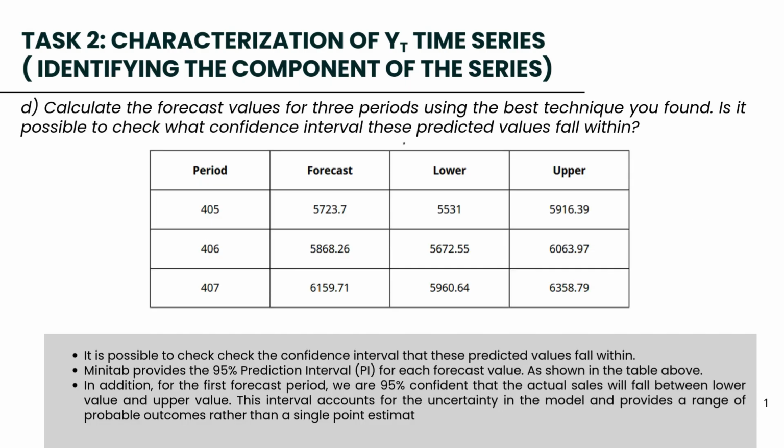So this is the forecast value of Winter's method for periods 45, 46, and 47. It is possible to check the confidence interval of the predicted value, which is 95%, meaning that we are 95% confident that the actual sales will fall between the lower value and the upper value. This interval accounts for the uncertainty in the model and provides a range of probable outcomes instead of a single point estimate.